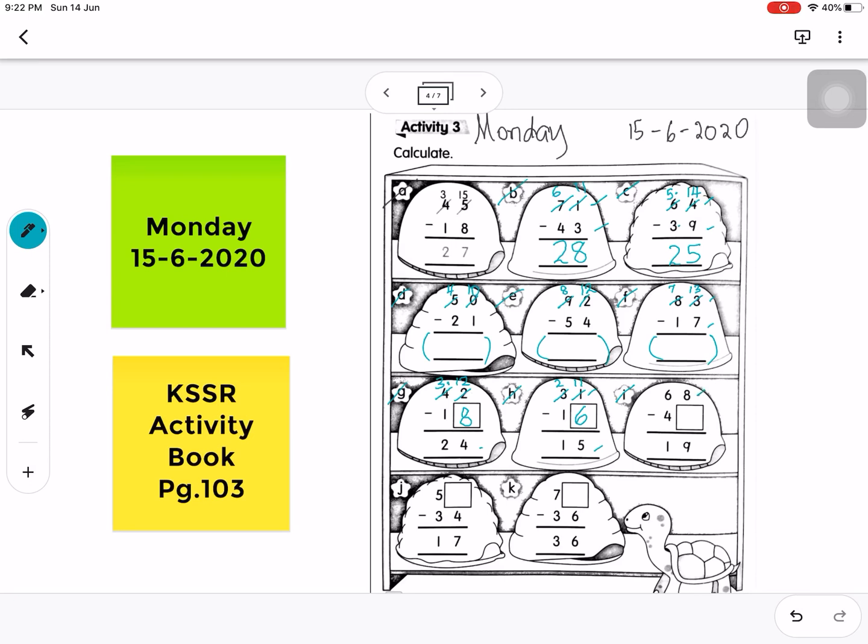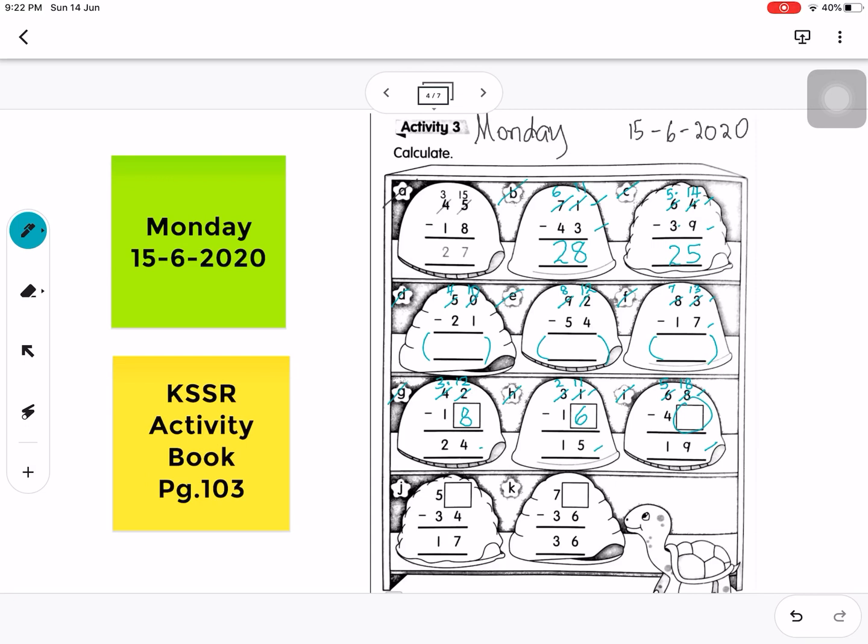This is 68 minus 19. So 8 cannot minus 9 because 8 is smaller than 9. So as usual, you do borrow. 5 left. And then regroup. Now I got 18 already. 18 can minus 9. 18 count back 9 steps. Then you will get the answer here. Okay? And then we continue J.